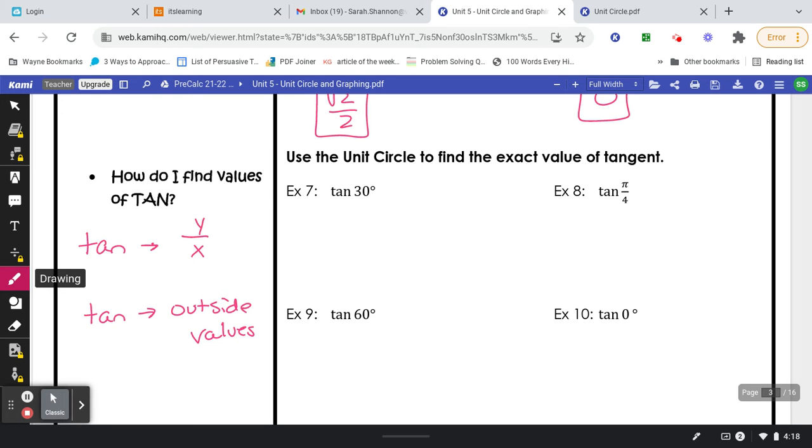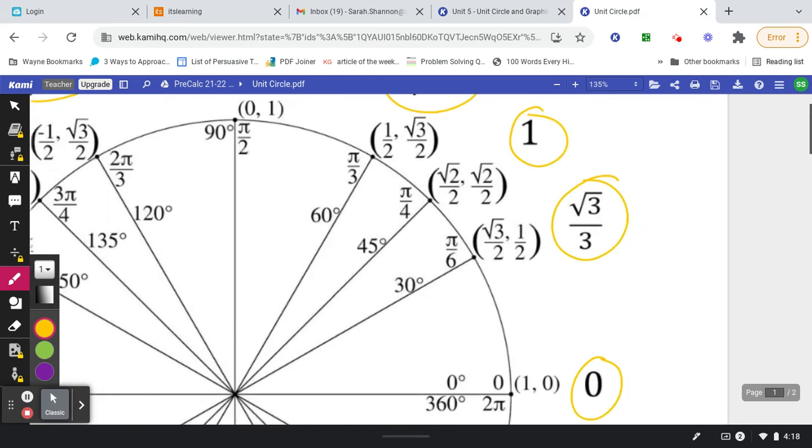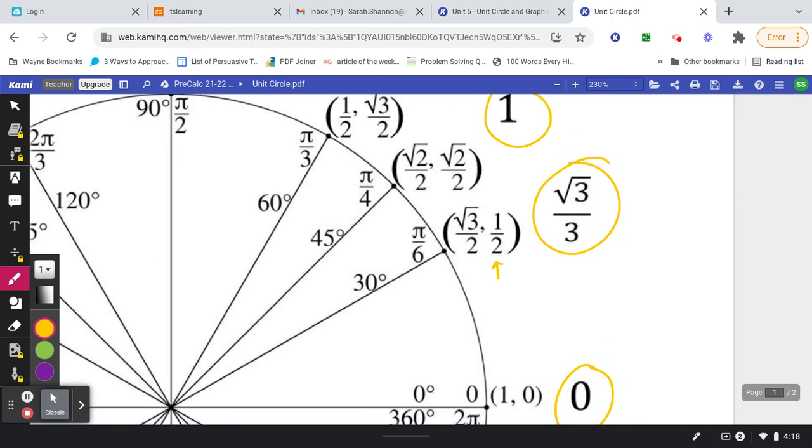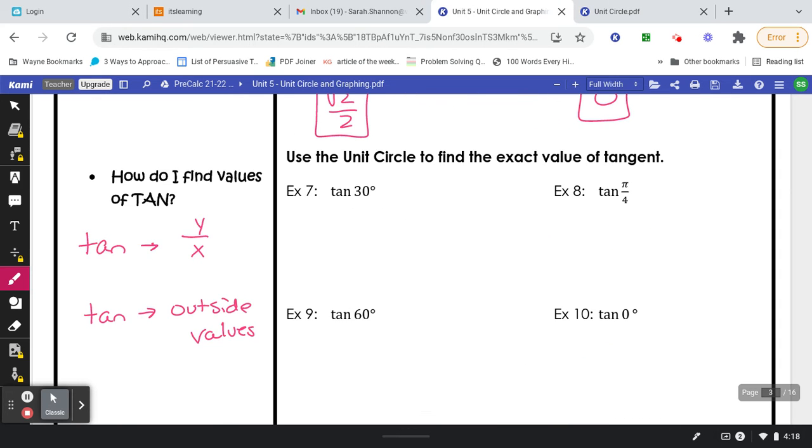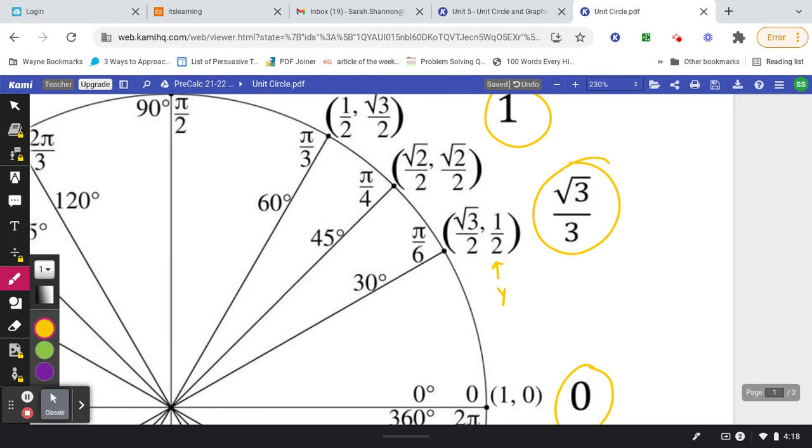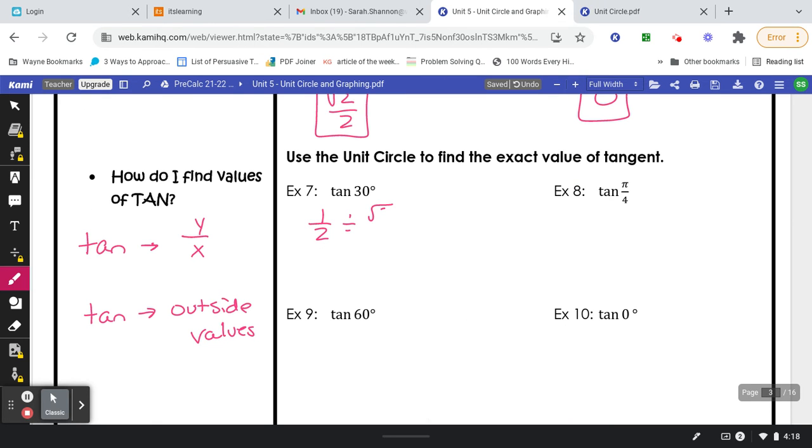All right, so example number 7, tangent of 30 degrees. So if you look at the y value at 30 degrees, this one, 1/2. And then we look at the x value at 30 degrees, square root of 3/2. And I didn't put them one on top of each other. I wrote them more like y divided by x, just because they're already both fractions.